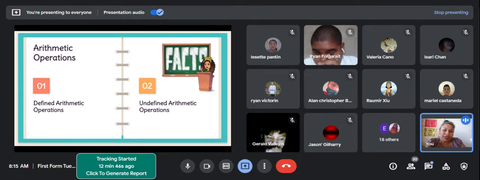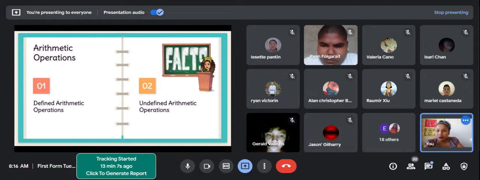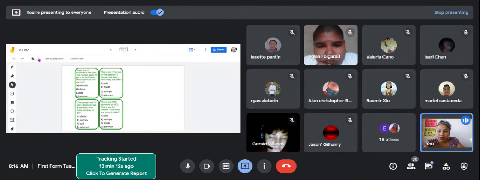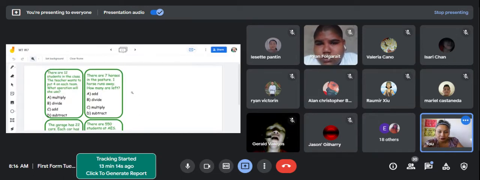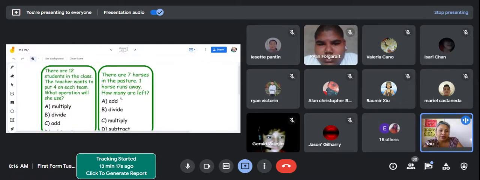On the other hand, if you have an undefined arithmetic operation, undefined means that I don't need to tell you anything. You read the question and you are supposed to be able to understand what it says and you're supposed to be able to solve it. No symbols included. It is very, very straightforward. All right? So now, I'm sharing this tab, and I have these two questions over here.